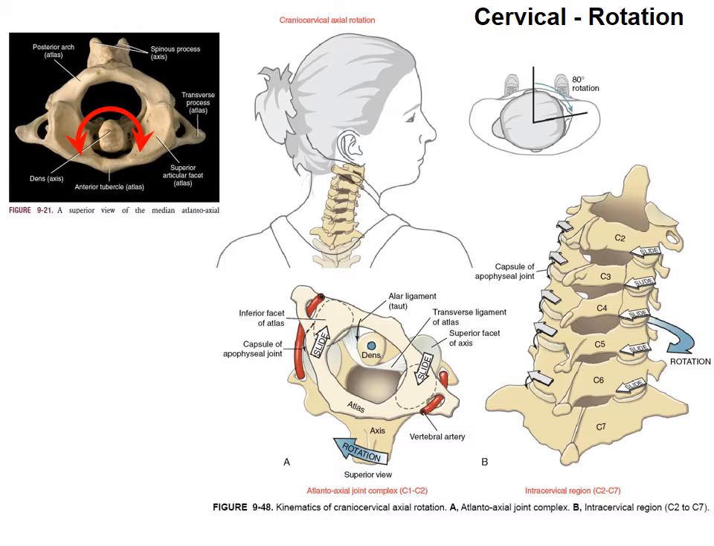There is no rotational movement allowed between the atlas and the base of the skull. So the remaining 30 to 35 degrees of rotation occurs between the facet joints of C2 down to C7. Again, this is achieved through horizontal sliding of those facet joints across each other, with ipsilateral joints sliding medially and down slightly, and contralateral joints sliding laterally and up slightly.